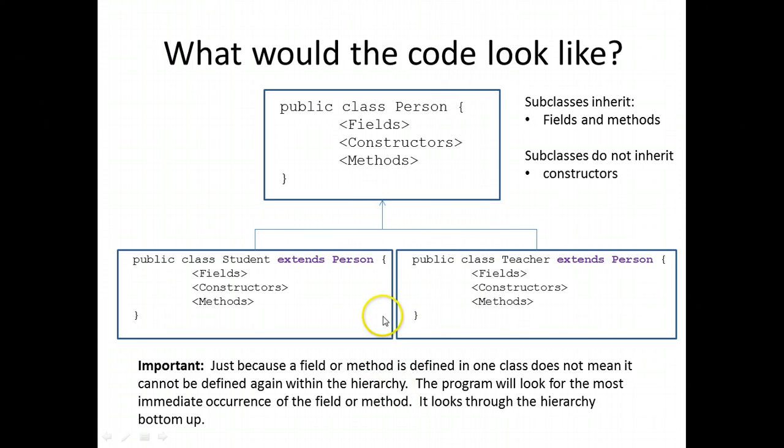Okay. One last little subtle point here. Just because a field or method is defined in one class, it does not mean it cannot be defined again within the hierarchy. The program is going to look for the most immediate occurrence of that field or method. It looks through the hierarchy from the bottom up, starting at the class you've created an instance of.